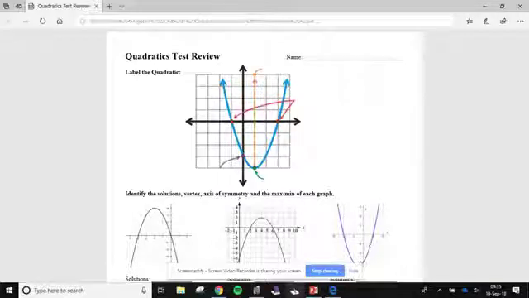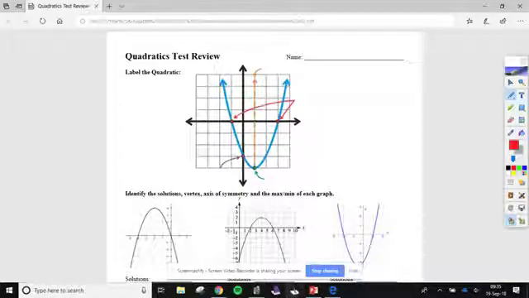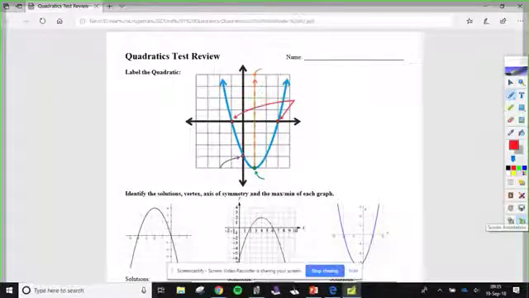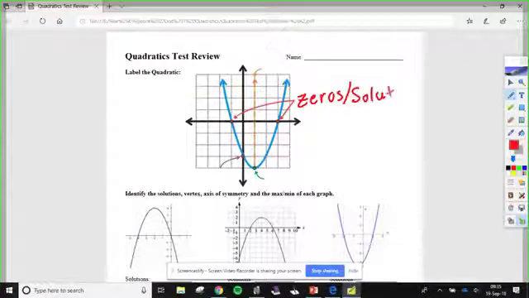So the first thing is labeling our quadratic. That should be relatively straightforward. We're just going to label the vertex, the axis of symmetry, zeros, all that good stuff. To correctly label this, these are the zeros, also known as solutions. They're x-intercepts, they're roots as well, but I think zeros and solutions are the two most common ones.